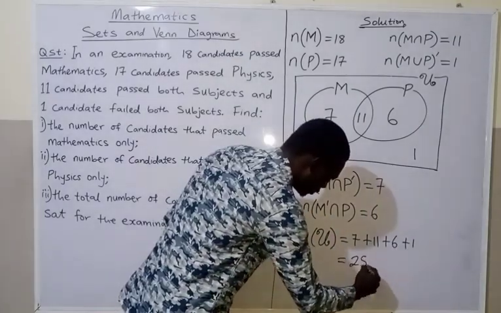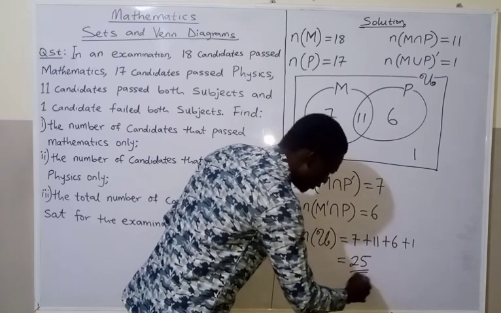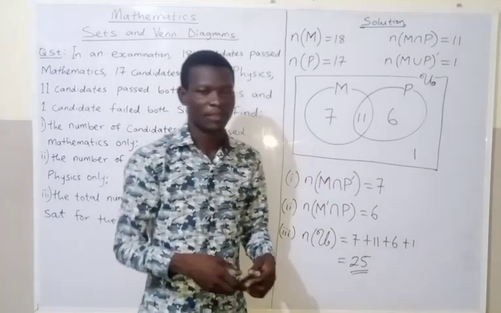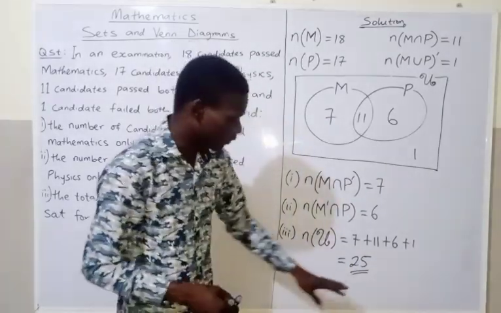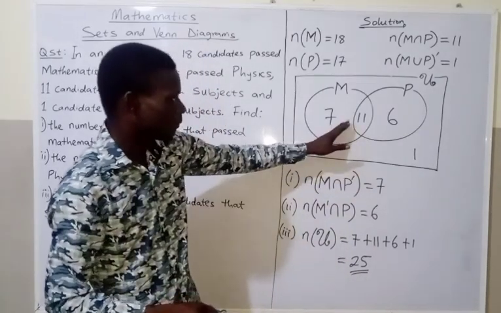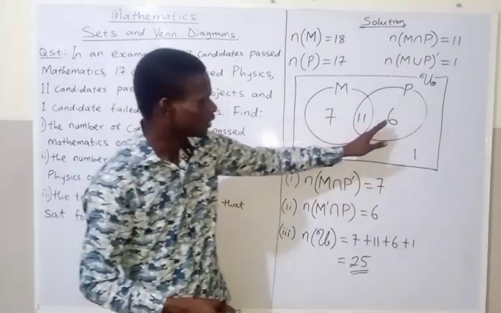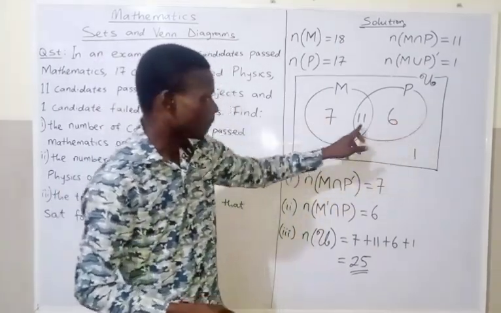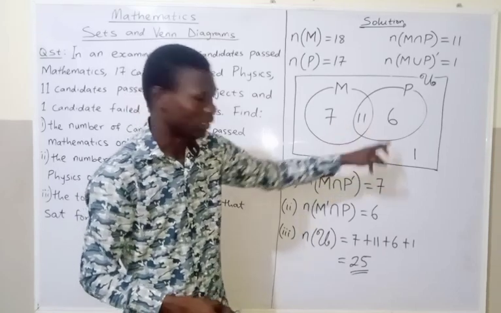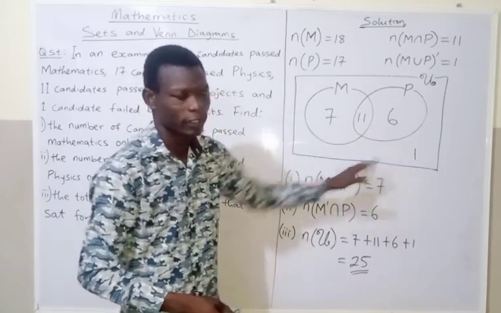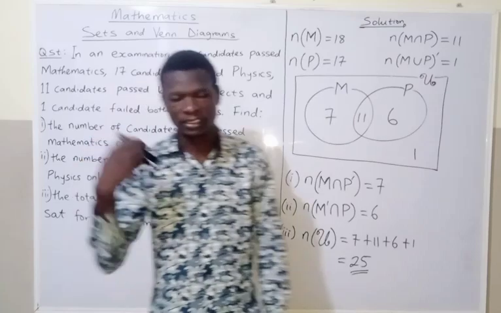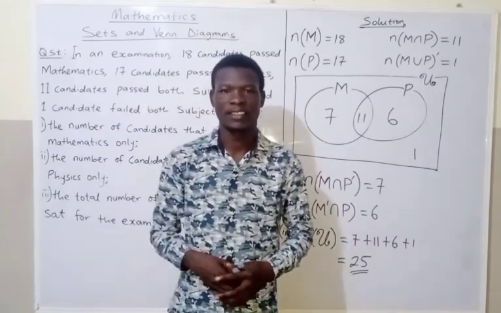So these are the number of candidates that sat for the examination generally. So of these 25, 7 passed mathematics only, 6 passed physics only, 11 passed both mathematics and physics together, and only 1 candidate failed both subjects. So that is the representation of our question on the Venn diagram.